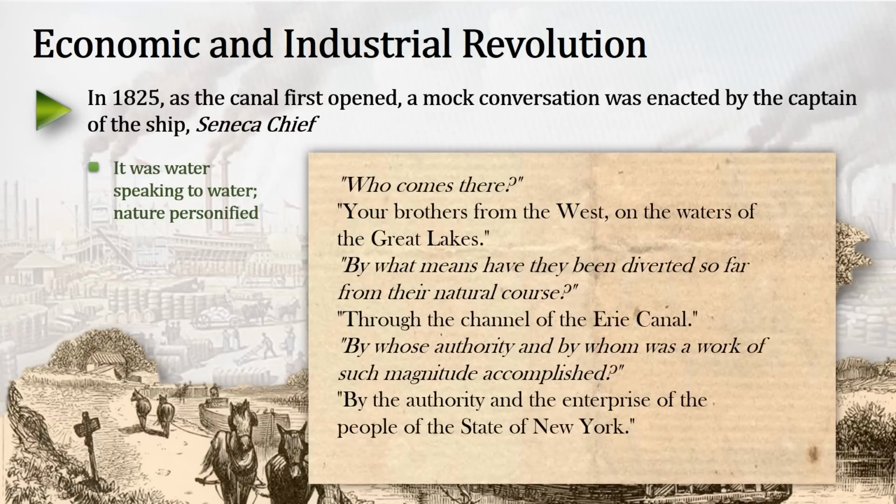When the Seneca Chief approached the first lock, the voice says, "Who comes there?" And the voice responds, "Your brothers from the west, on the waters of the Great Lakes." "By what means have they been diverted so far from their natural course?" "Through the channel of the Erie Canal." "By whose authority and by whom was a work of such magnitude accomplished?" "By the authority and the enterprise of the people of New York."